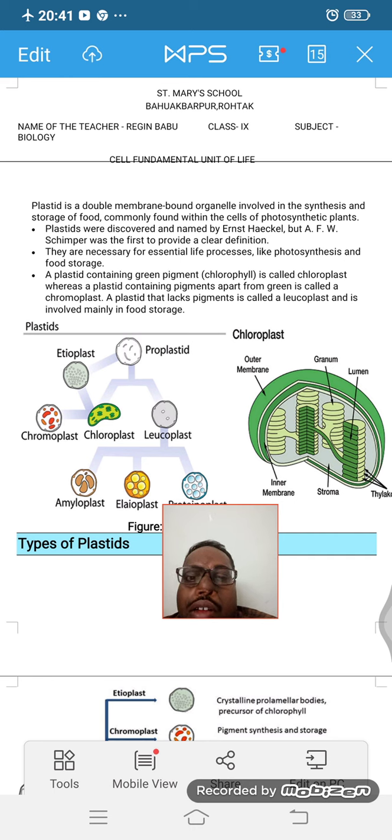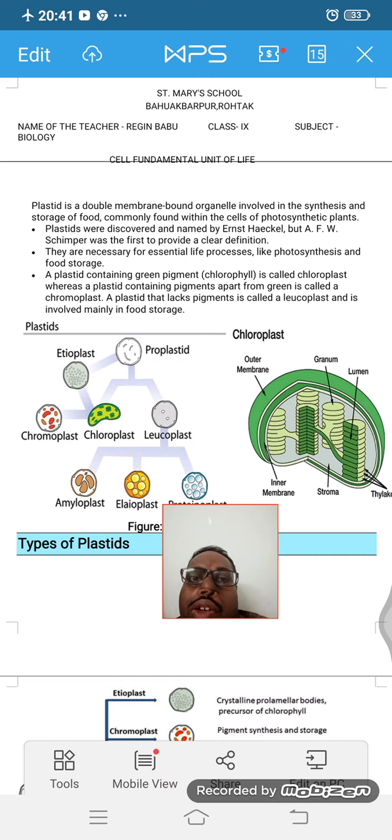The term plastid evolved from a Greek word, plastos, meaning shaped. This was first discovered by Ernest Haeckel, and the name was given by Schimper, A.W. Schimper, and the definition is also given by Schimper himself. And what does the definition mean? Plastids are double membrane cell organelles which help in storing food or anything inside a photosynthetically active plant. They are known as plastids.